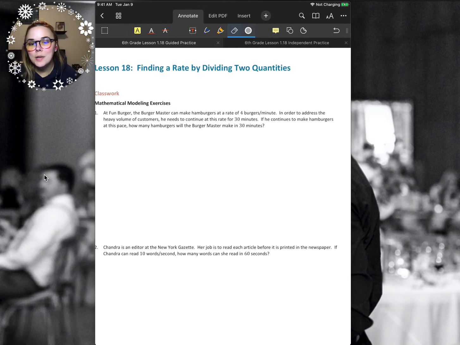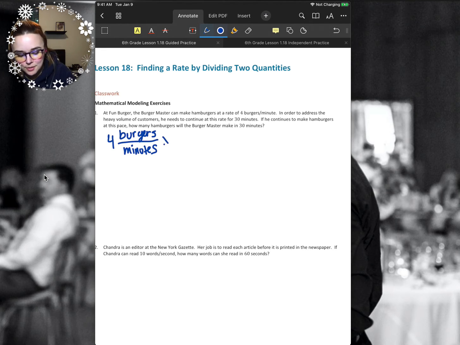So if we know that he makes 4 burgers in a minute, we can write that almost like a fraction. We can turn that rate of burgers per minute into burgers over minutes. If you remember from our first couple of lessons about ratios, we talked about how we can write ratios as fractions as well. And then we're going to multiply it by 30 minutes.